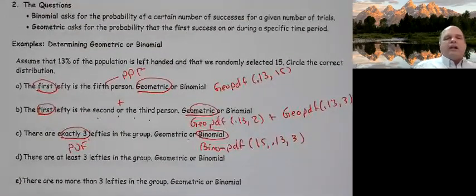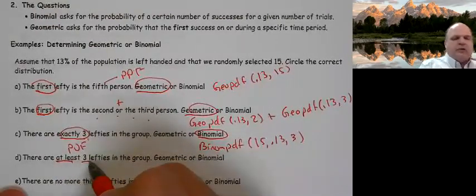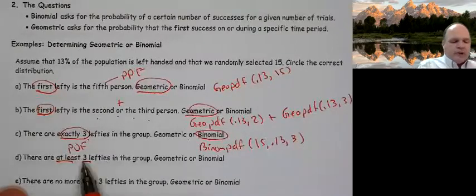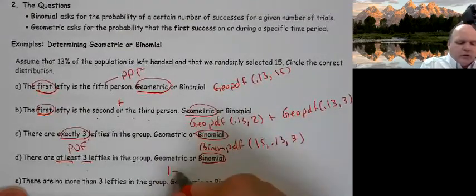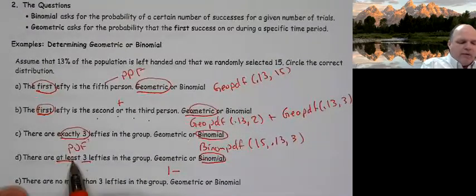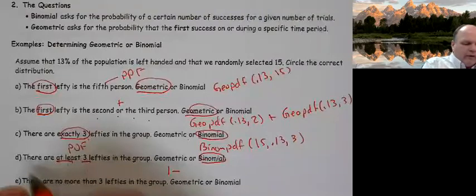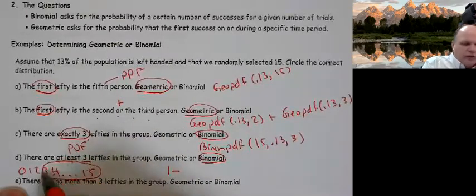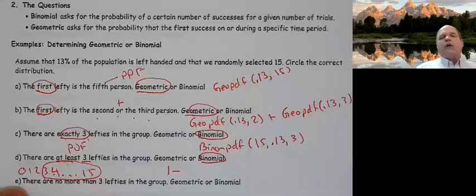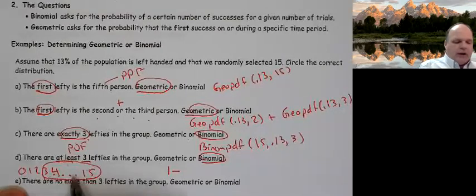What's the probability there are at least 3 lefties in the group? As soon as I see the words at least, and I have a specific number of successes, this means this is going to be a binomial. At least means it's going to be a 1 minus situation. We have more than one value because we can have 0, 1, 2, 3, 4, all the way to 15. So I'm looking for values all the way up to 15. Okay, so 3, 4, 5, all the way up.